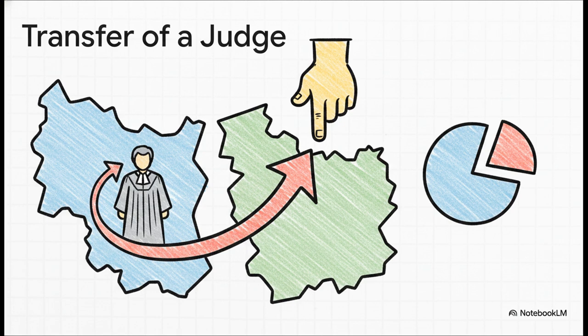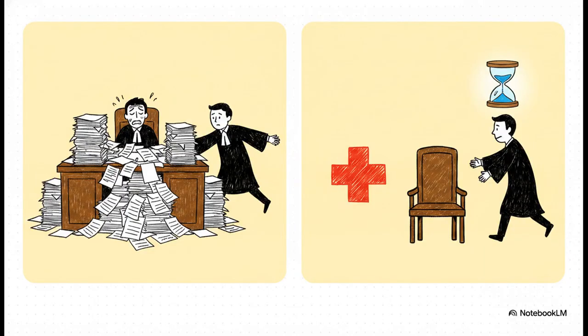And look at how the system actively fights local bias. By convention, at least a third of a high court's judges should be from outside that specific state, and the Chief Justice is almost always an outsider. It's a completely deliberate design choice to keep things perfectly neutral.